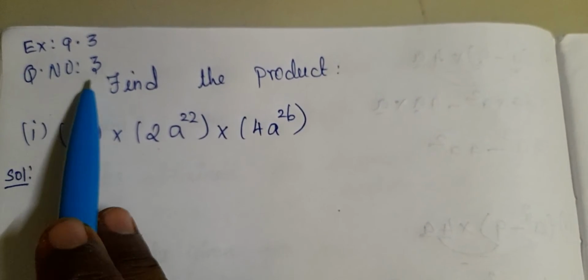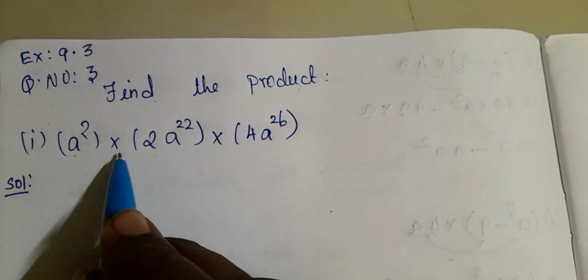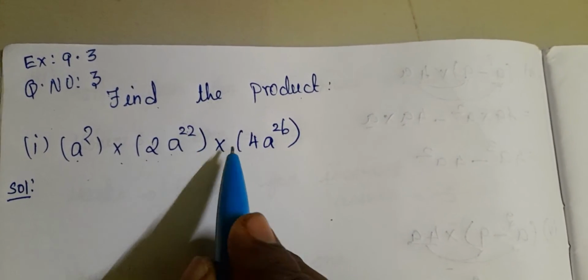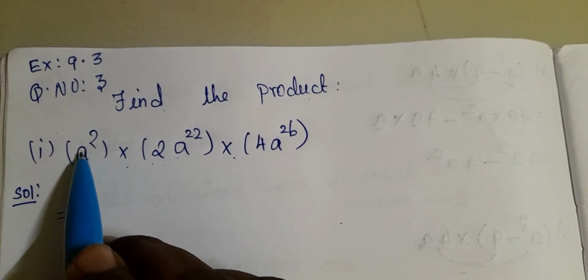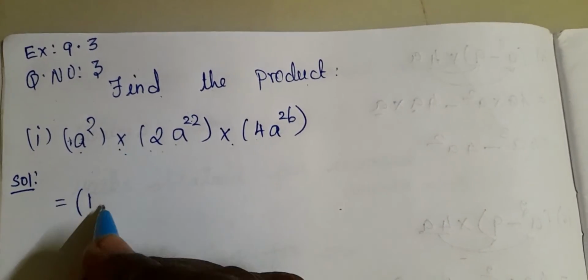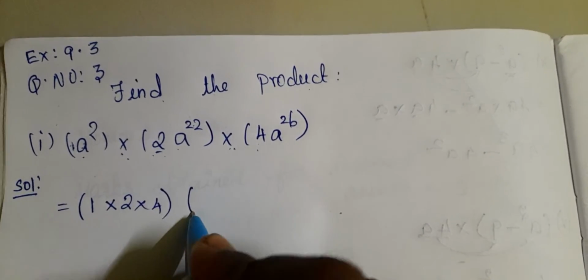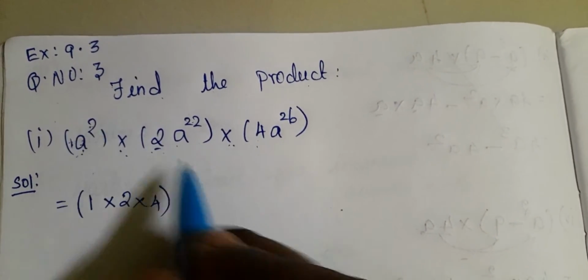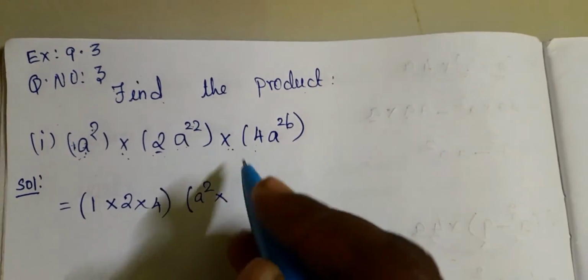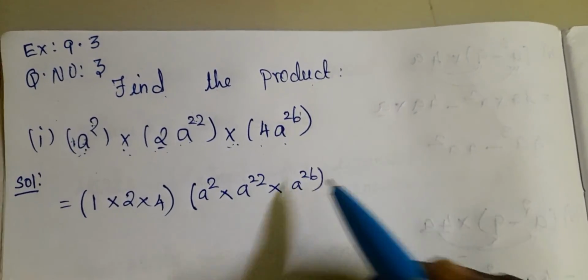Exercise 9.3, question number 1. Find the product of the following. Here they have given a square multiplied by 2a power 22 multiplied by 4a power 26. As I said, first we have to take the numbers alone. Here the coefficient of a square, there is no number, so the coefficient of a square is 1. 1 multiplied by 2 multiplied by 4. In the next bracket we can write the variables. a power 2 multiplied by a power 22 multiplied by a power 26.